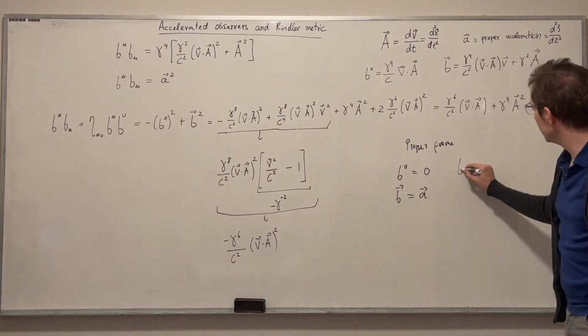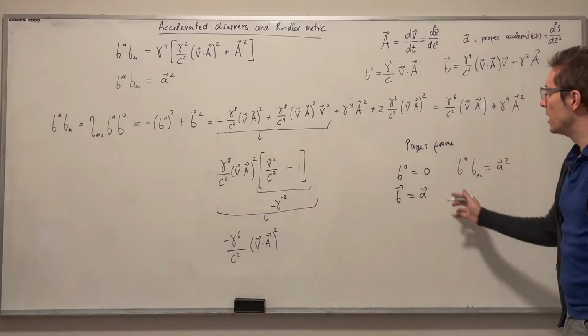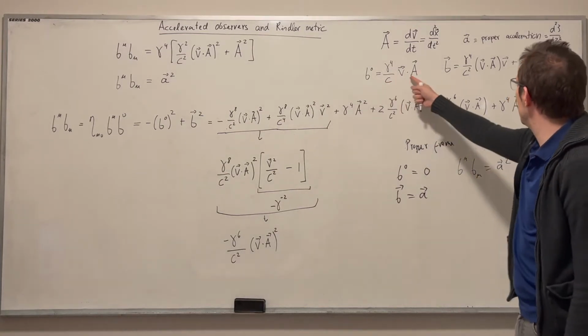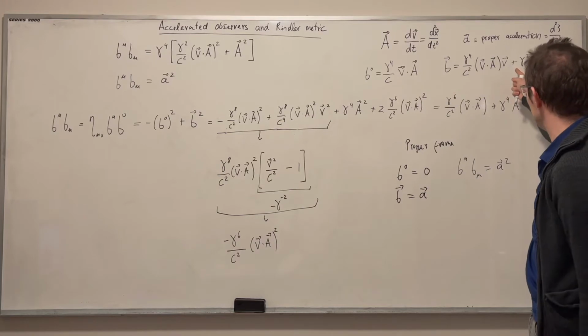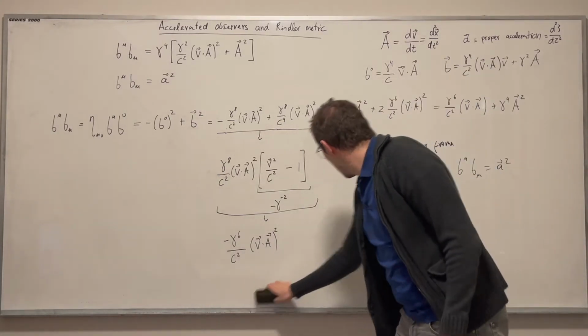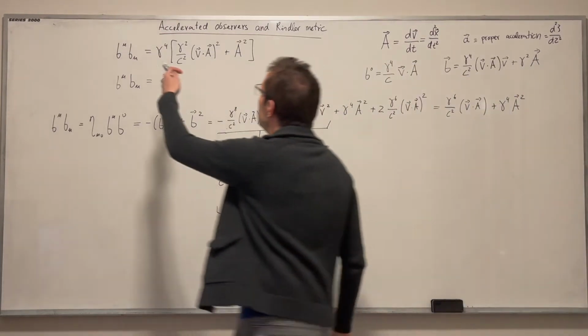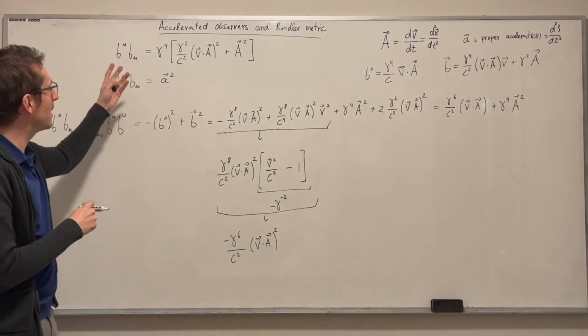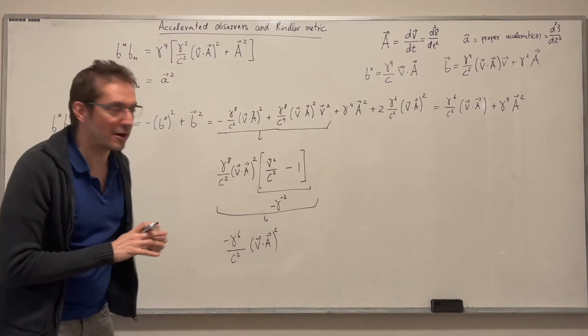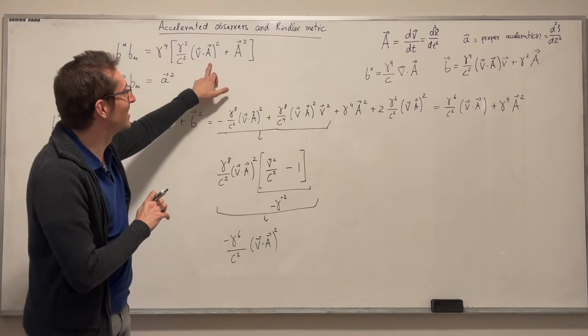So very easily, b^μ was just a square, which is what we did before. But in an arbitrary frame, b^0 is certainly not 0, and the b vector is certainly not a. So we can compute the value of the contraction b^μ b_μ in an arbitrary frame. So this is the result. This is what you get.